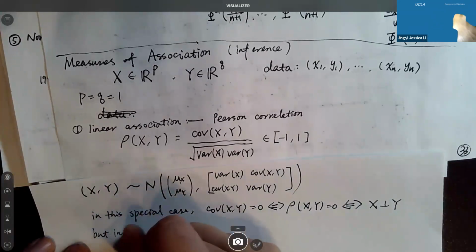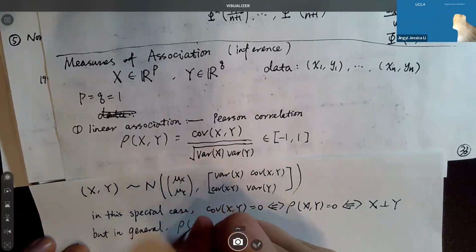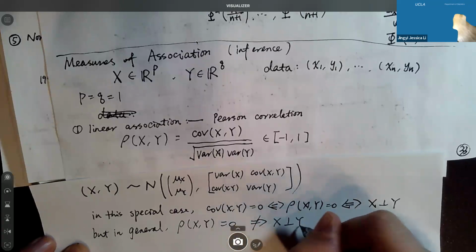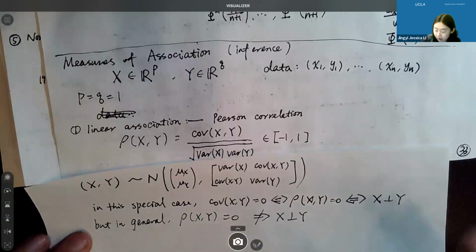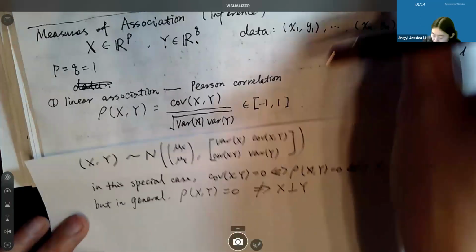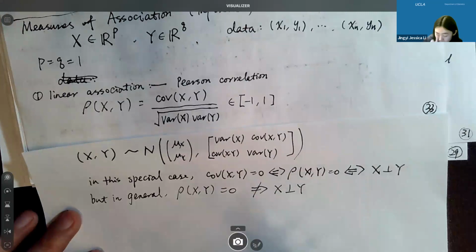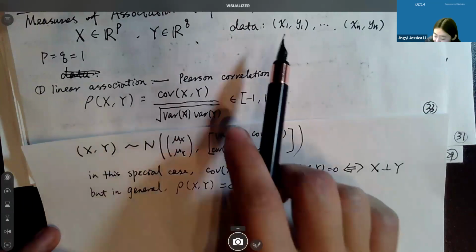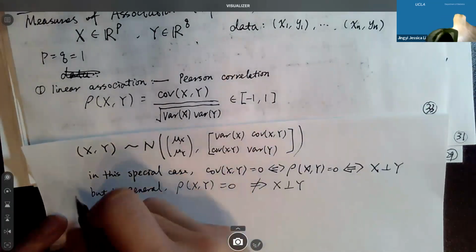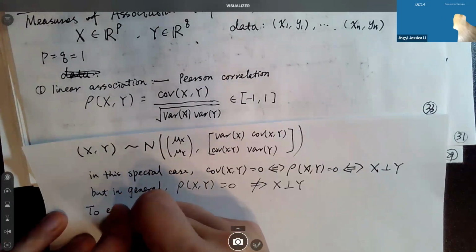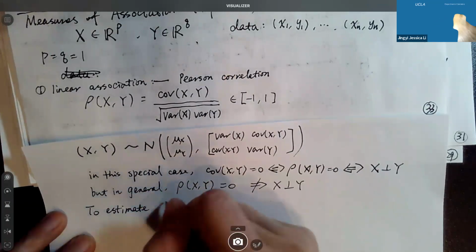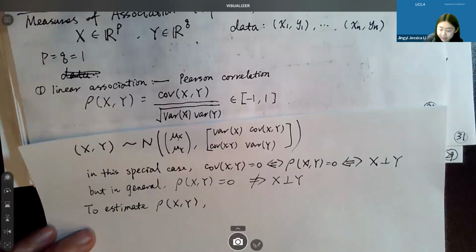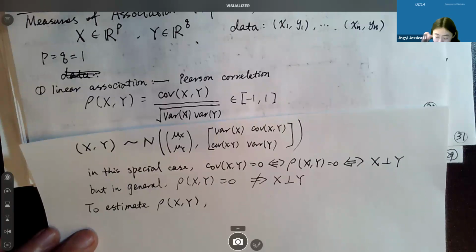But in general, rho x, y equal to 0 does not imply x independent of y. Okay, so this linear association can be calculated, or estimated by the data, right? So to estimate this rho xy, we use our data, and that's what we call the sample Pearson correlation.